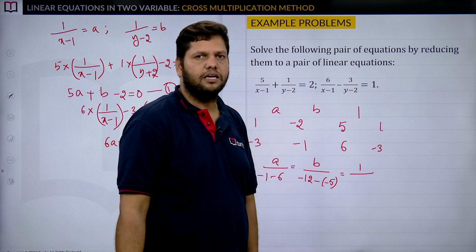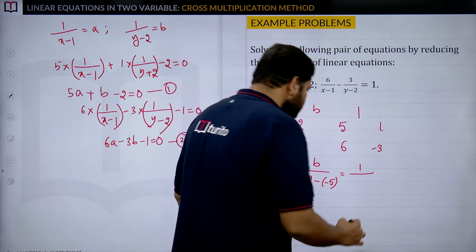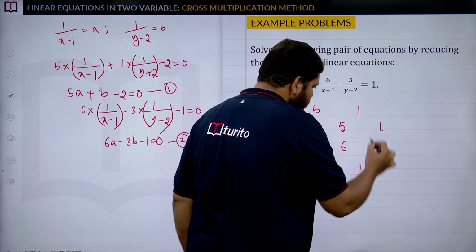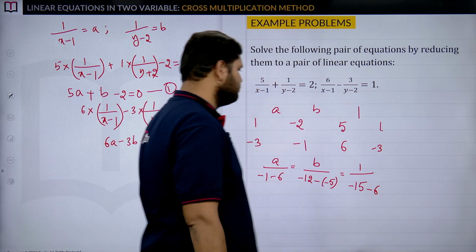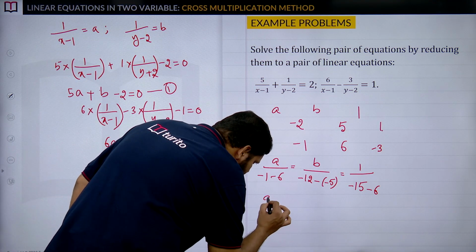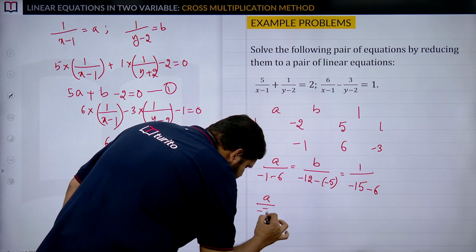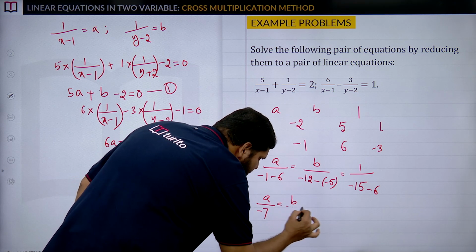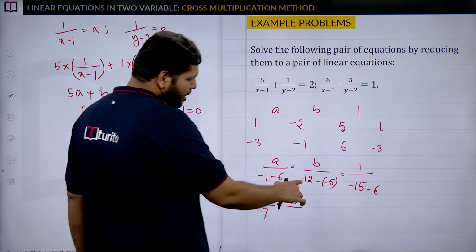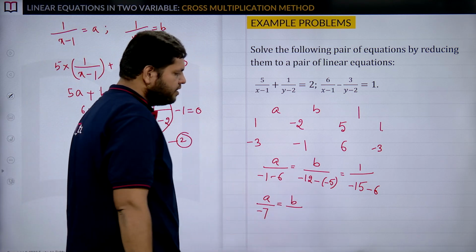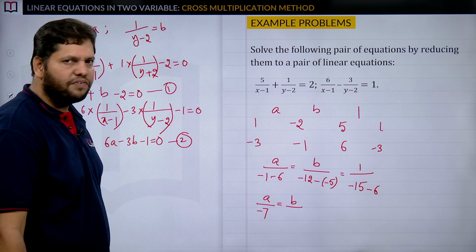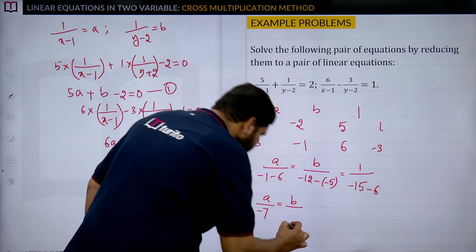1 by 5 into minus 3. What is the value, children? It is minus 15. Minus 6 into 1, we can say it is minus 6. Okay. Then children, what I am writing? Minus 1 minus 6, we can say minus 7. b by, children, it is minus 12. So minus into minus is plus. So you can say minus 12 plus 5. What is the value, children? Again, it is minus 7 only.